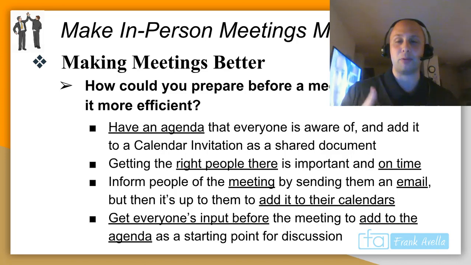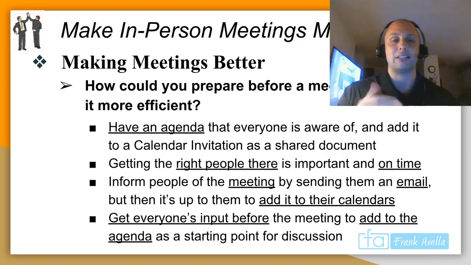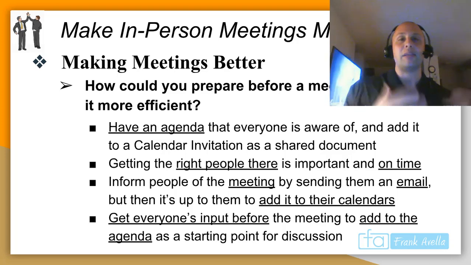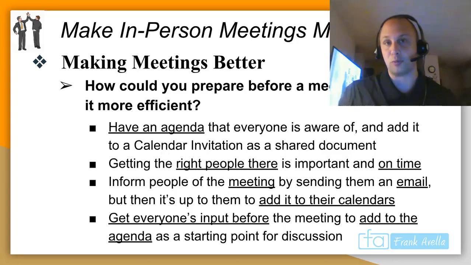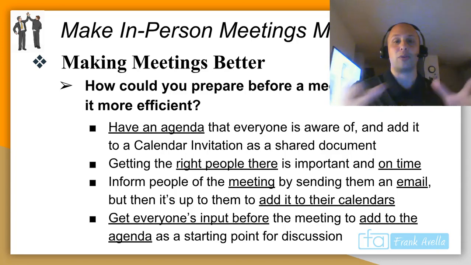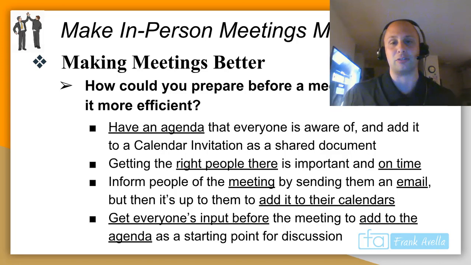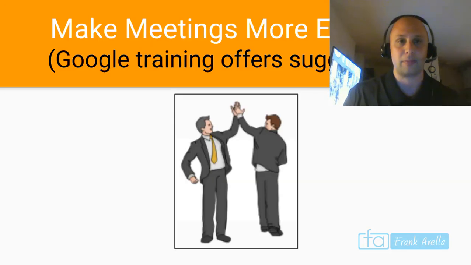Get everybody's input before the meeting to add that to the agenda, right? So if you're going to have an agenda for a meeting, get everybody's input beforehand. Maybe a Google Form would be a good idea too. And you want to add that to the agenda. So these are just some of the things that can help prepare you before a meeting to make it more efficient. So have an agenda, make sure everybody's getting there on time. When you use a calendar, it'll send out the time. And get everybody's input for the agenda.